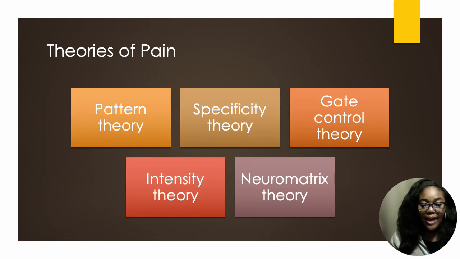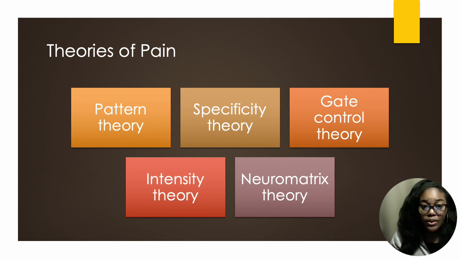So here we have different theories of pain. We talked about how pain is transmitted and how we have stimuli that help to tell the brain and the thalamus specifically that you are experiencing pain. And we also talked about the sensory portion of that versus the emotional portion of that. But there are different theories regarding pain. You have the pattern theory, specificity theory, intensity theory, the neuromatrix theory, and finally the gate control theory.